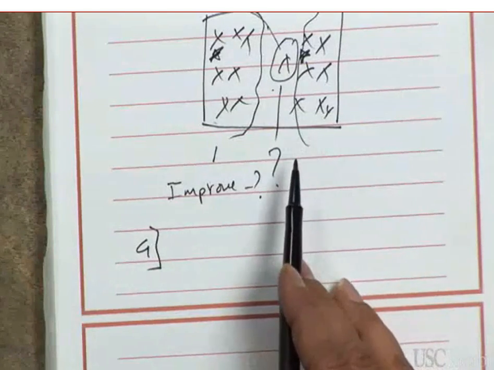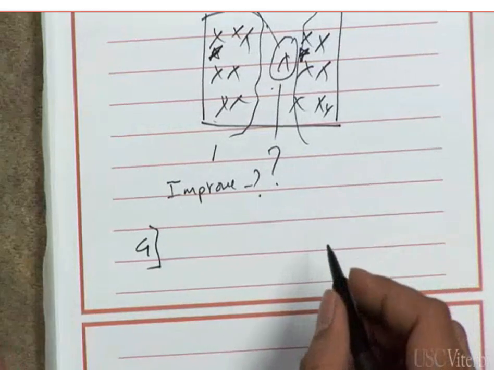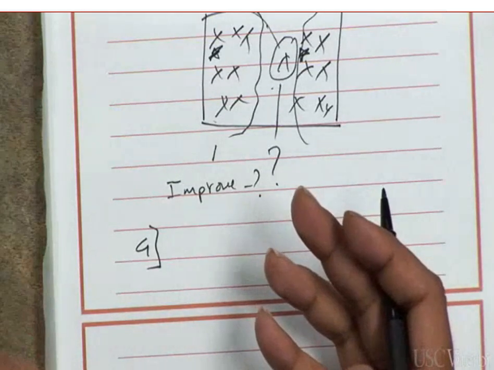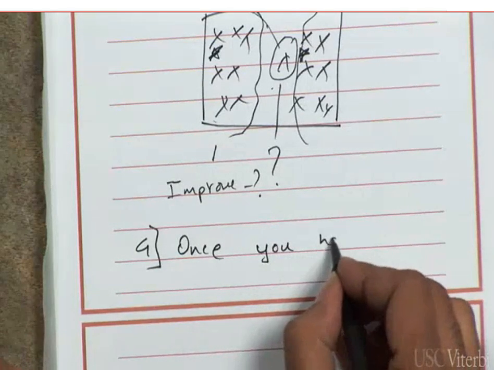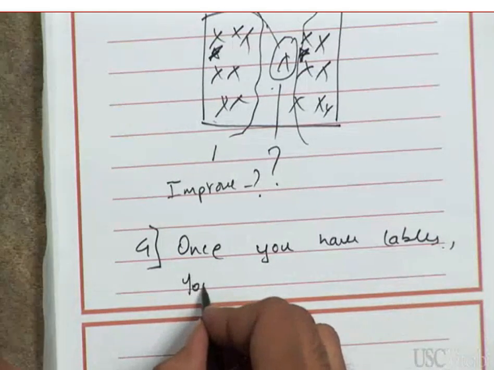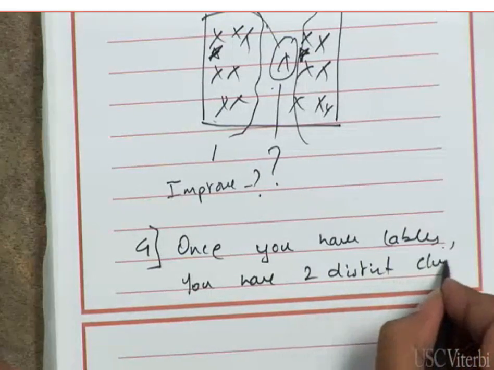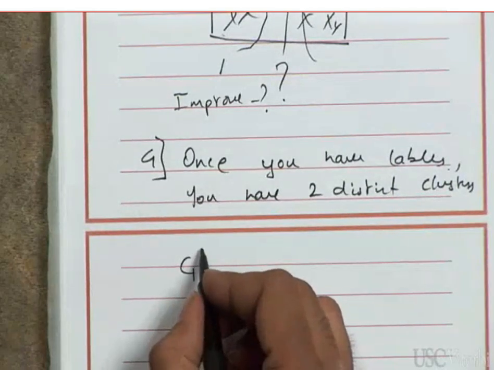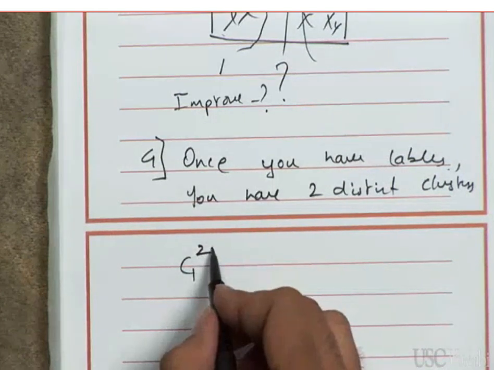you have already computed the labels, right? Now, with the computed labels, you can again calculate the new centers, right? Once you have labels, you have two distinct clusters, right? So now you can calculate C1, 2. This shows second iteration, okay?